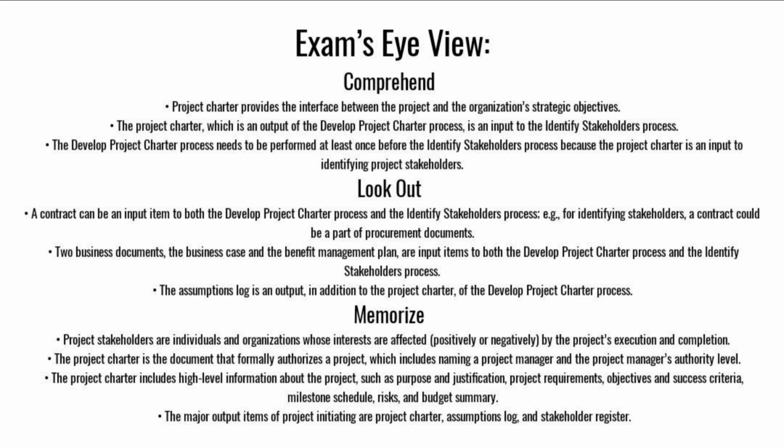Memorize. Project stakeholders are individuals and organizations whose interests are affected, positively or negatively, by the project's execution and completion. The project charter is the document that formally authorizes a project, which includes naming a project manager and the project manager's authority level. The project charter includes high-level information about the project, such as purpose and justification, project requirements, objectives and success criteria, milestone schedule, risks, and budget summary. The major output items of project initiating are project charter, assumptions log, and stakeholder register.